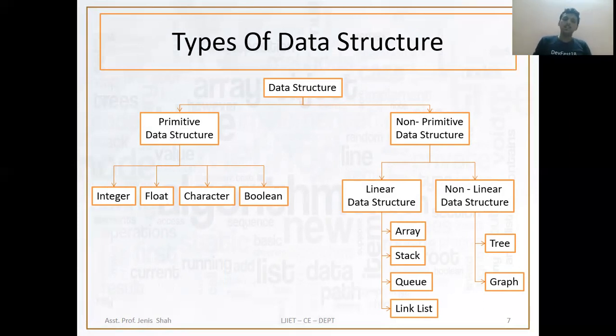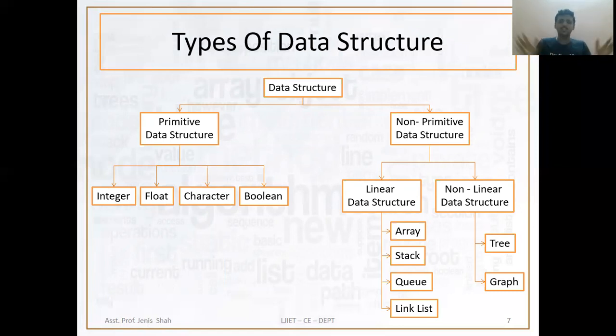First, students tell me, have you ever heard this word primitive in your C or CPU subject? Yes. Primitive means basic data types. Have you ever heard of primitive data types, basic data types? Yes. What are the basic data types? Integer, float, character. Okay.